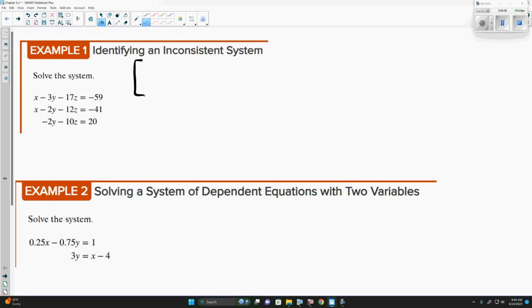working it out. So the first thing we can do is convert our first system into an augmented matrix. So we have 1, -3, -17, -59. Our second row we have 1, -2, -12, -41. And lastly we have 0, -2, -10, and 20.